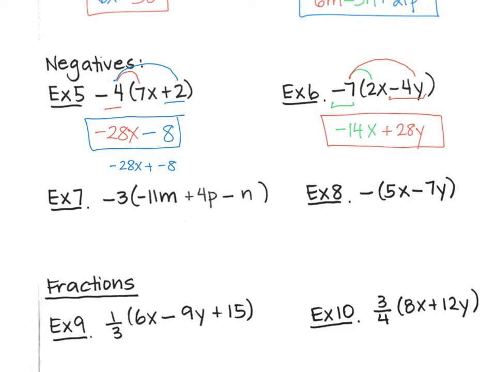Okay, a couple more negatives to practice. Okay, this has a negative 3 on the outside, so I know I have to be really careful with my signs. If I do negative 3 times negative 11, negative times negative is going to give me a positive. 3 times 11 is 33, and I will keep the m. Okay, this is a negative 3 and a positive 4. A negative times a positive, I keep a negative. 3 times 4 is 12, and I will keep the variable p.